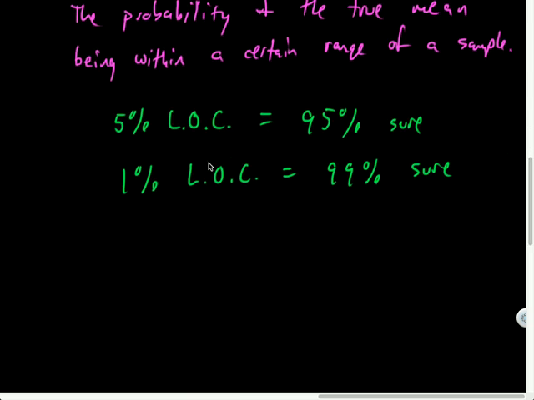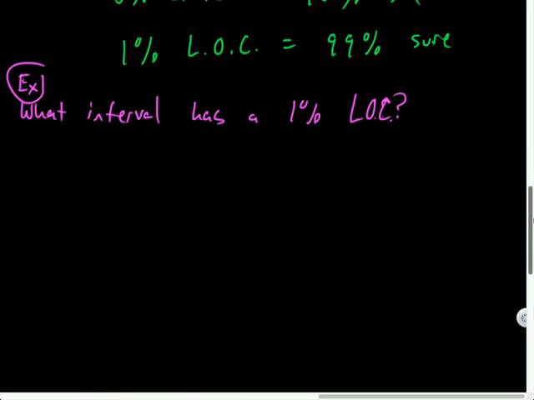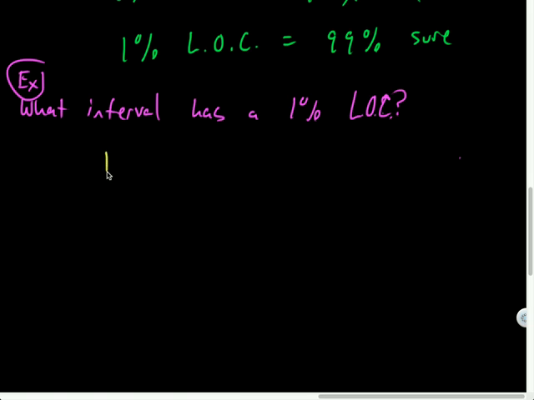So for the same problem, if I wanted, and this is another example, what interval has a 1% level of confidence, LOC, that looks like LOL, that's fine. Well, what would I do? I would look up the corresponding value, right, that means P is 99%, or 0.99, and we're usually always talking about intervals about the mean for this.